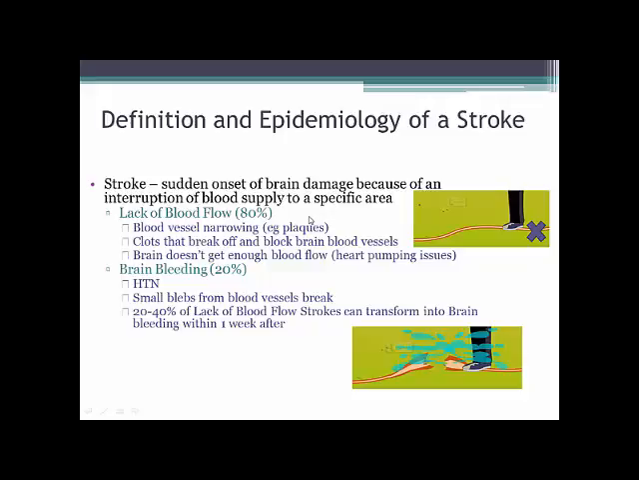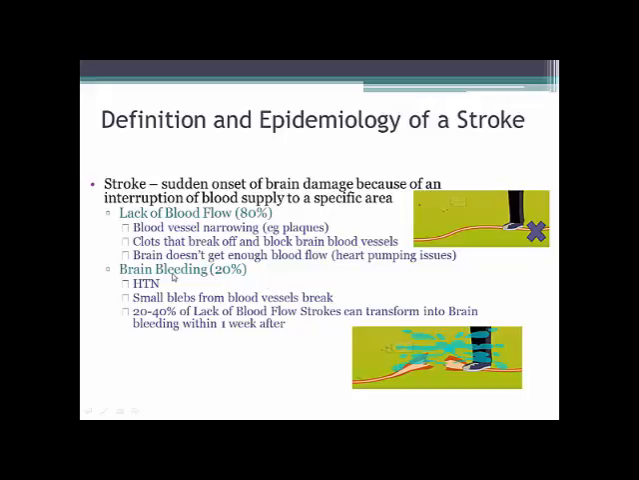It can be caused by a clot breaking off from elsewhere in the body and lodging in the brain blood vessels and completely obstructing blood flow to certain areas. Also, it can occur in case of heart failure, that the heart is not pumping enough blood to specific areas of the brain, and if it doesn't get enough nutrients, it can die off.